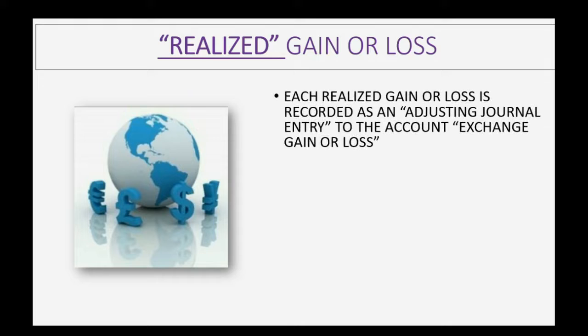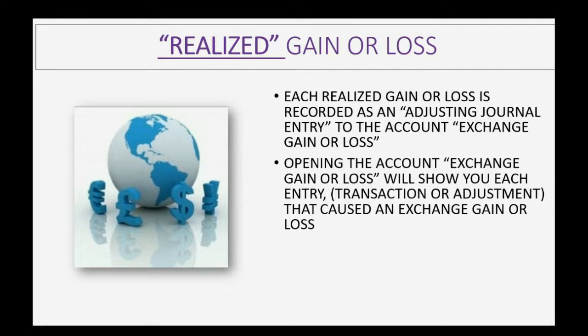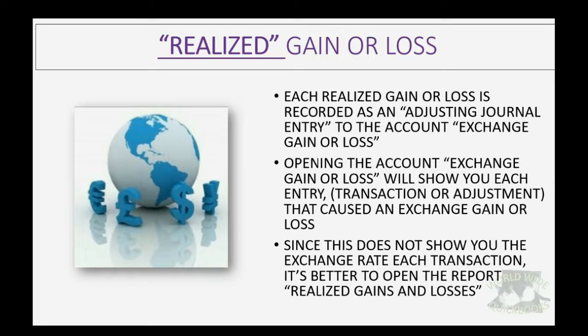So in the case of a realized gain, each realized gain or loss is recorded as an adjusting journal entry to the account called Exchange Gain or Loss. Opening the account Exchange Gain or Loss will show you each entry, that means each transaction or each adjustment that caused an exchange gain or loss in your records. Since this account does not show you the exchange rate of each transaction, it might be better to open the report called Realized Gains and Losses.